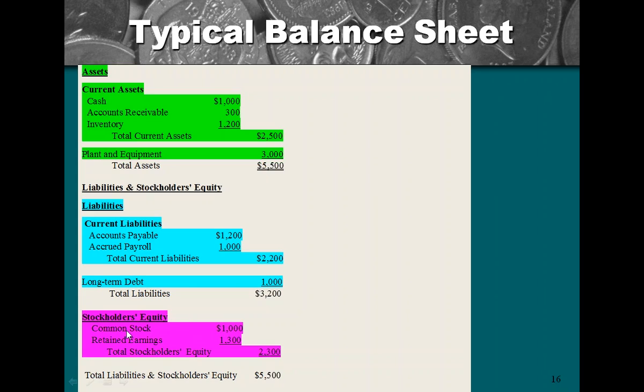Okay, here's a typical balance sheet, and I color-coded it to show the three types of things we have. We have the assets in green, the liabilities in blue, and the equity in purple. These are pretty straightforward. There's your current assets, you add your plant and equipment; liabilities, current liabilities, you add your long-term debt. Now, I want to talk a little bit about the equity section.